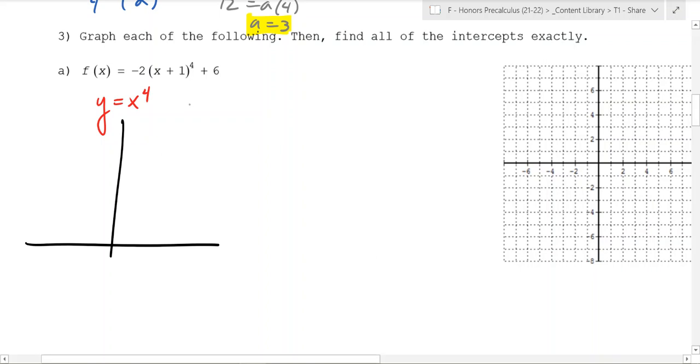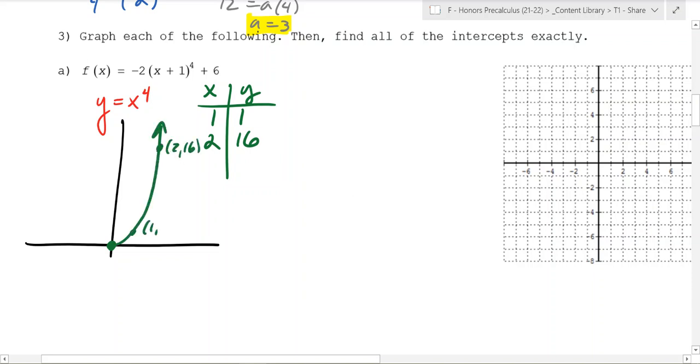It's going to be a lot steeper. So for example, you can make a table and plug in some smaller values. You know it's going to go through the origin, and when x is 1, 1 to the 4th is 1, 2 to the 4th is 16. So this one's going to look like this. It's going to be pretty steep. It'll be 2, 16 right there, and 1, 1 there.